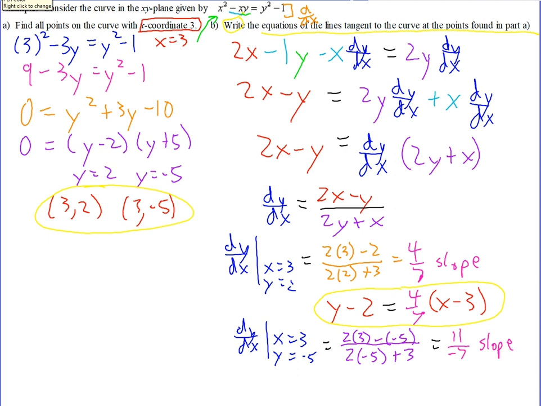So the tangent line, I'll just write over here so you can see a little better, would be y minus negative 5, so y plus 5 equals negative 11/7, our slope, times x minus 3.